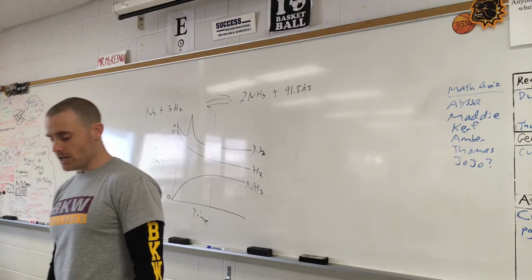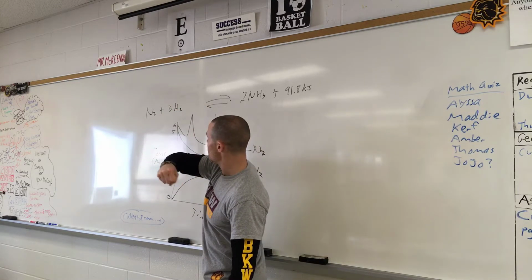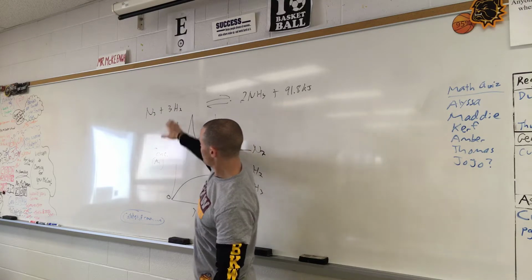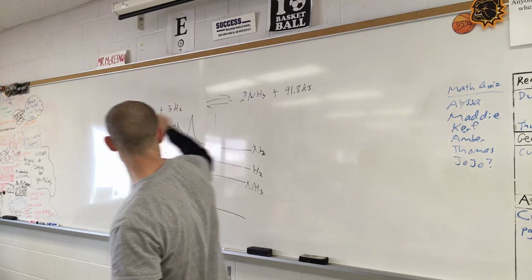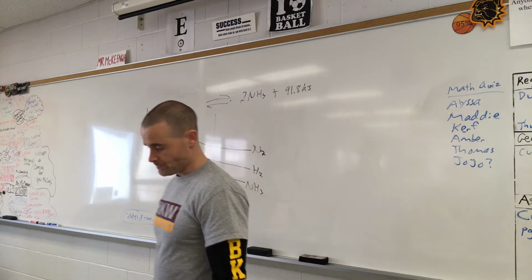C, what if we decrease hydrogen? If we take some hydrogen away, we have to shift to the left to fill in what we just removed. So we're shifting left in letter C, and that decreases NH3. You're decreasing ammonia in letter C.